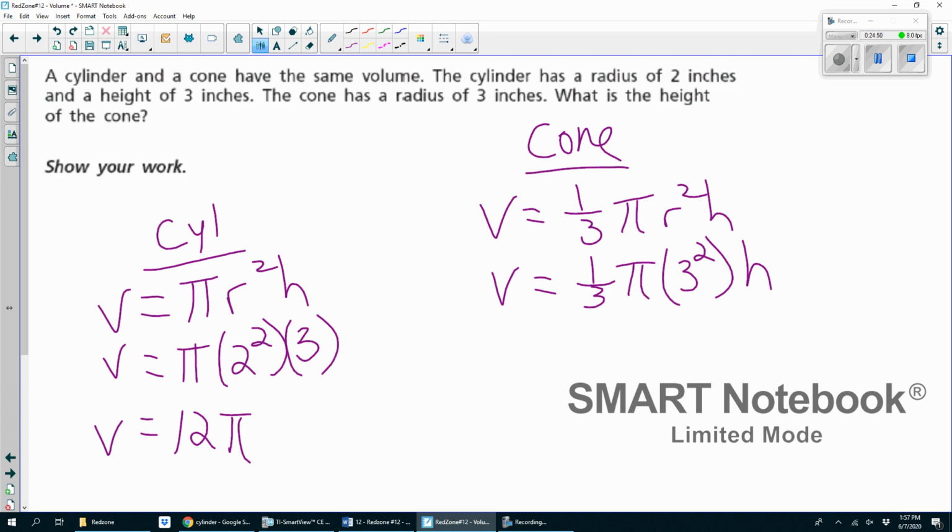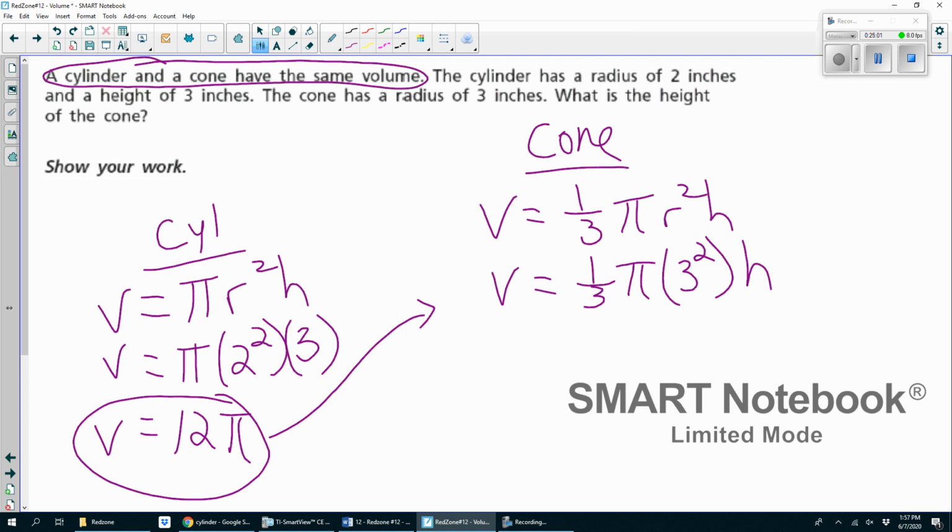Well, they give you one more piece of information. It says that the cylinder and the cone have the same volume. So if the volume of the cylinder is 12 pi, then the volume of the cone is also 12 pi. So I can cross out the V and replace that with 12 pi.